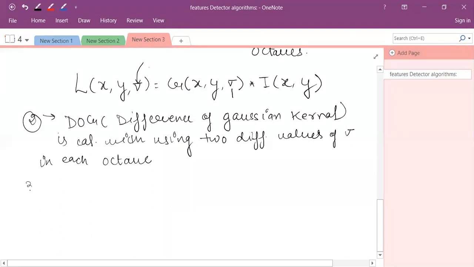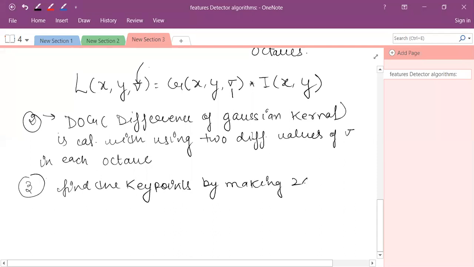Now the last step of the scale space peak selection is that you have to find the key points by making 26 comparisons. So how is it 26 actually?